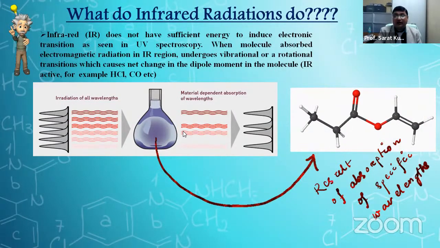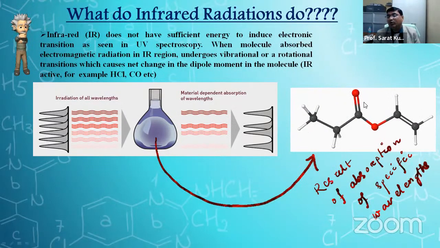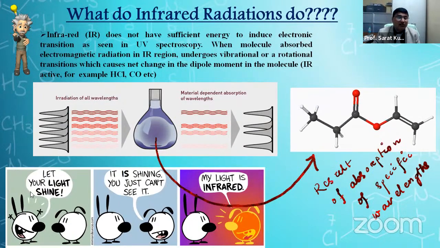Suppose you put some molecule inside. You see so many bonds, 1, 2, 3, 4, 5 different types of bonds, and these bonds give vibrations at different frequencies. Okay, then what happens? In this cartoon, the light shines. My light is infrared, so this is a light that you cannot see, but this invisible light vibrates the bond.